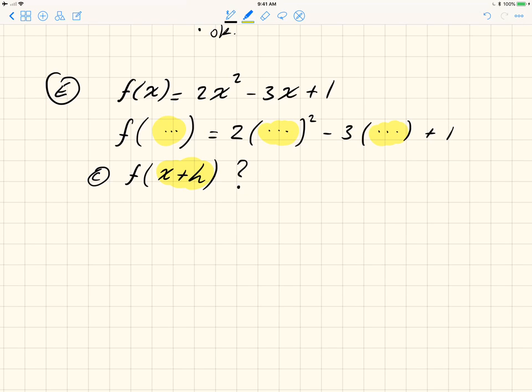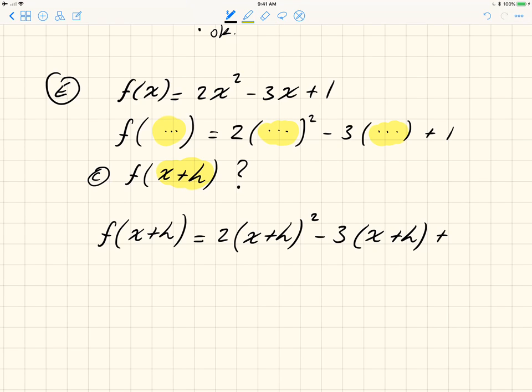So I always teach this like, if it's f of x equals whatever, just change the x with parentheses, dot dot dot, like a blank, and then just fill in the blank with whatever the question says that you should put into f. The setup is the most important part. The rest is algebra. So let's set it up. So f of x plus h equals 2 times x plus h squared minus 3 times x plus h plus 1.